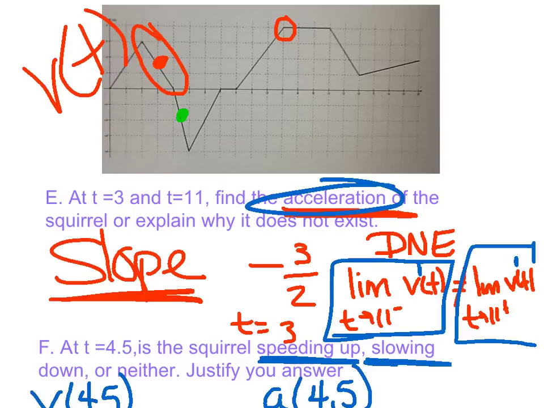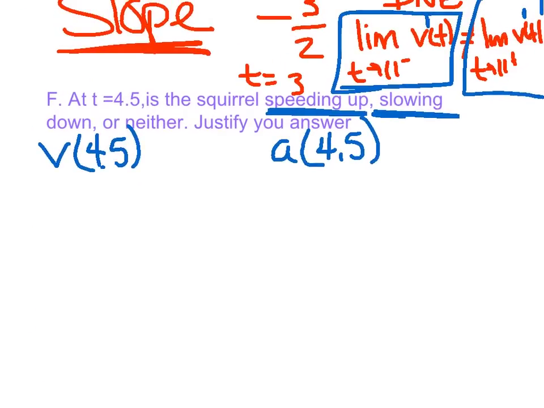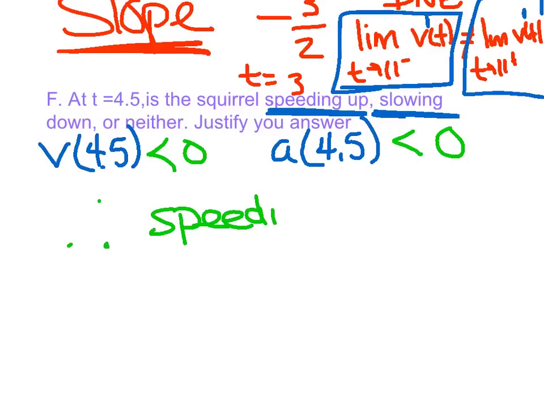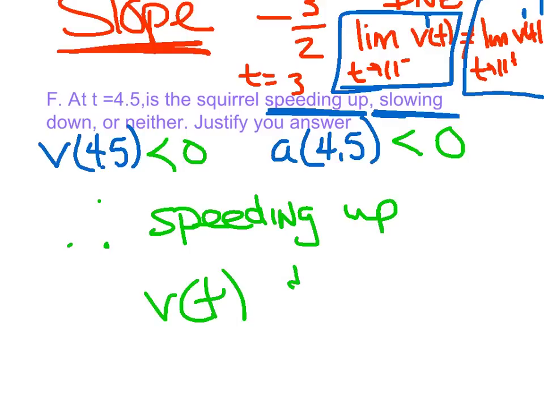Now again, I don't need actual numbers, I just need signs. I would definitely say the velocity has a negative value, it's below the x-axis. And now if I look at the acceleration or the slope here, it is also negative. So all I'm going to do is say v of 4.5 is less than 0, a of 4.5 is less than 0. Therefore, the squirrel is speeding up because v of t and a of t have the same sign.